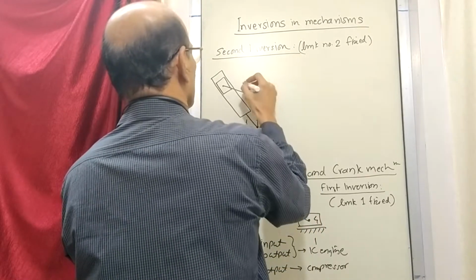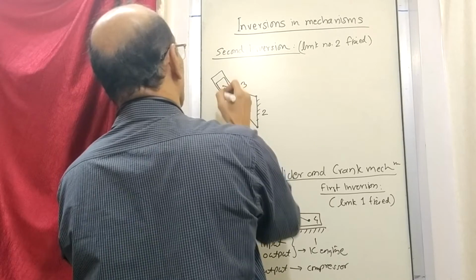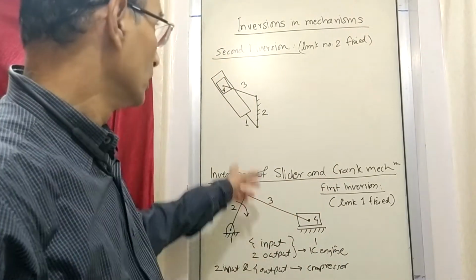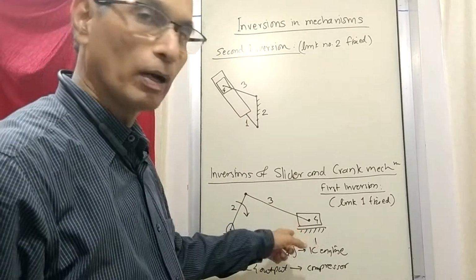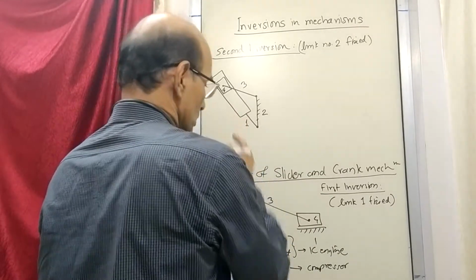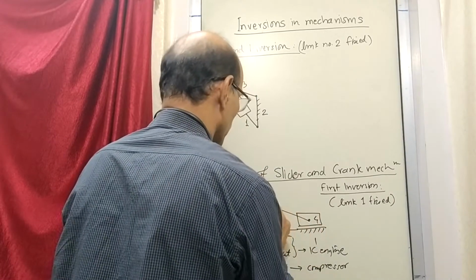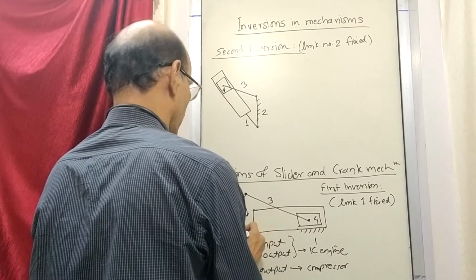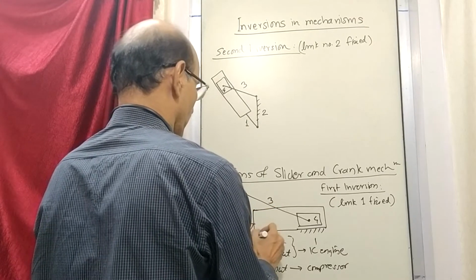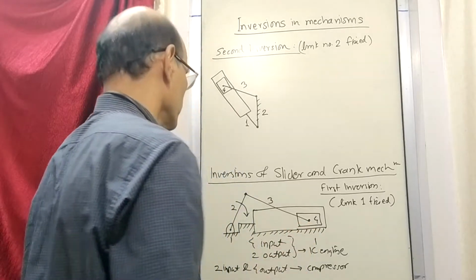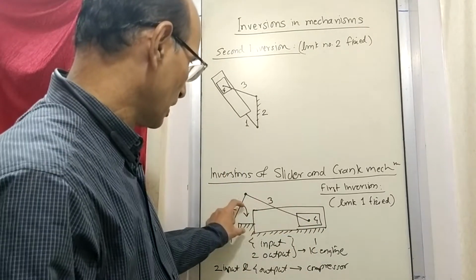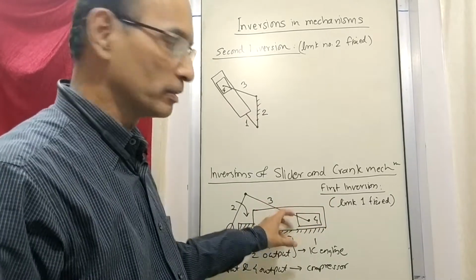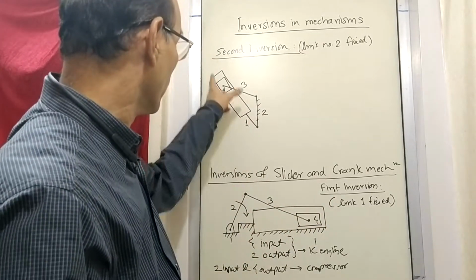One, two, three, and this is 4. So now this same mechanism I have drawn in this position. Now link number 1, which is shown here, which is drawn like this. So you can think of this was link number 1. What is shown here as a cylinder is something hollow in which the other part is moving. So this part is link number 1.